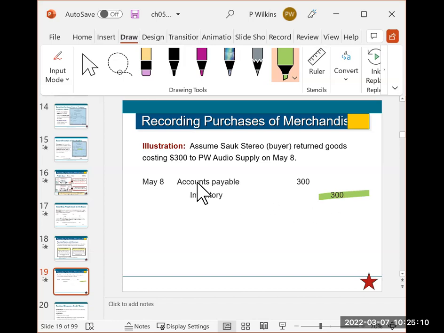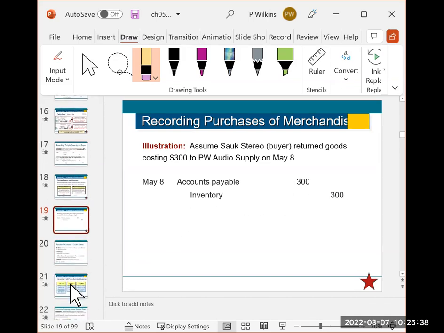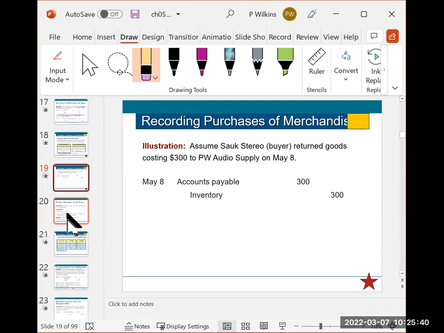What else they're getting is they're getting a lower bill, okay? So they're not going to owe that $300 to PW Audio Supply anymore. So accounts payable is a liability. Liabilities have a credit balance. So in order to make their credit balance liability go down, they have to do the opposite. They have to debit it. So they're going to debit accounts payable $300, and they're going to credit inventory $300. Okay. And again, we're going to do some sample problems with this.